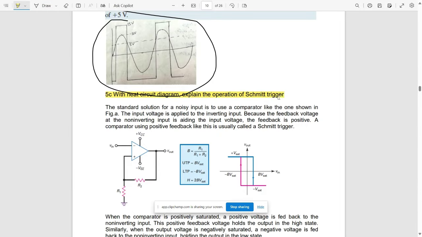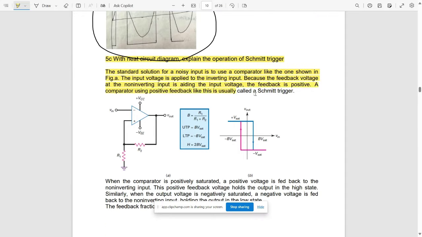The next question is: with a neat circuit diagram, explain the operation of a Schmitt trigger. This is the explanation you need to write for the Schmitt trigger. First, write the basics of how the Schmitt trigger works. After that, draw the circuit diagram of the Schmitt trigger, where the inverting terminal is grounded and the non-inverting terminal is connected to the two resistors in shunt. This is the standard value for beta, and these are the upper trigger point and lower trigger point: beta times V saturation and minus beta times V saturation.